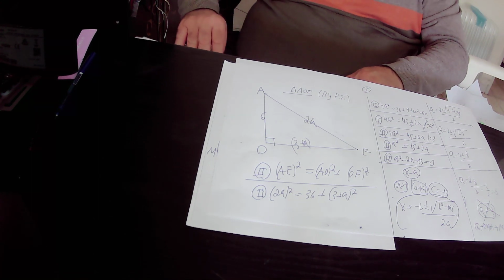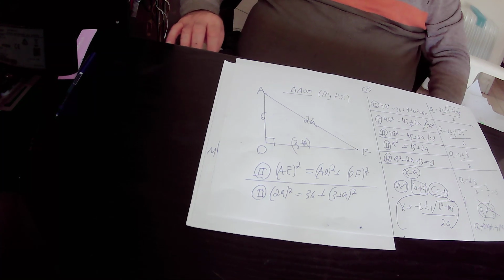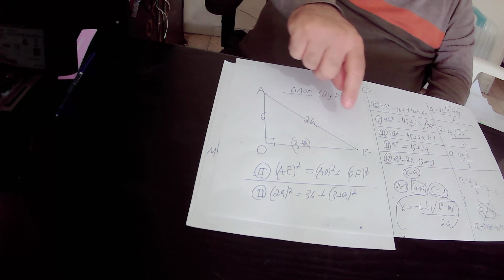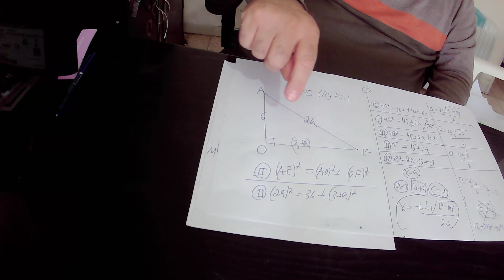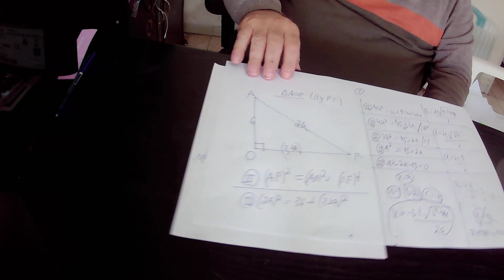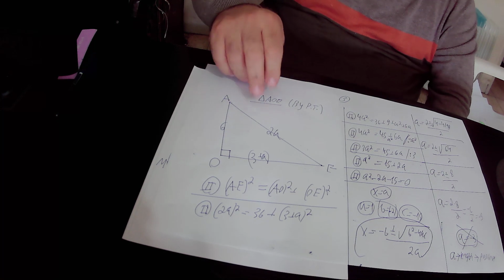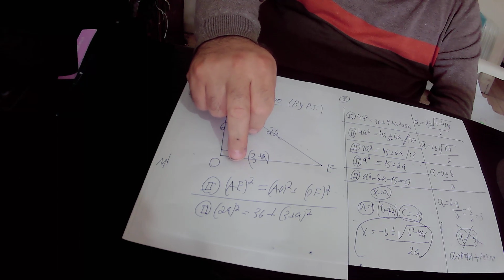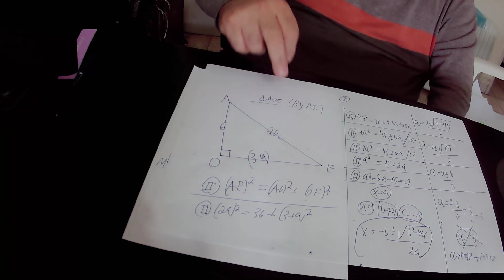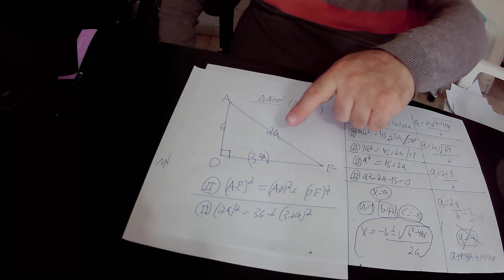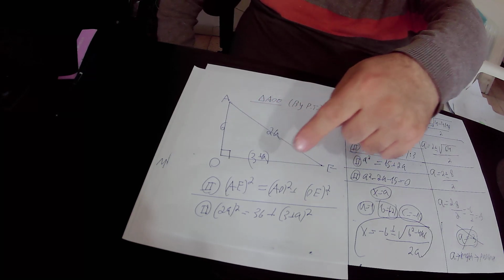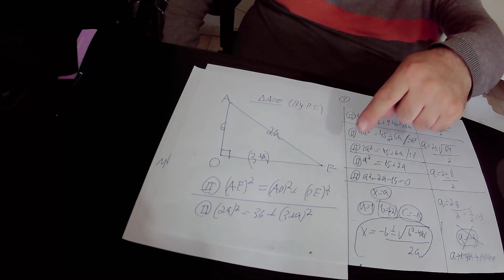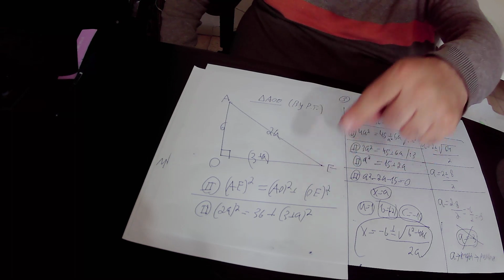According to the Pythagorean theorem, the square of the hypotenuse equals the sum of the squares of the other two sides. The hypotenuse is AE, so AE squared equals AO squared plus OE squared. AE equals 2A, so we substitute AE by 2A. Then (2A) squared equals AO squared. AO equals 6, so AO squared is 6 squared, that is 36, plus OE squared. OE equals 3 plus A, so OE squared is (3 plus A) squared.